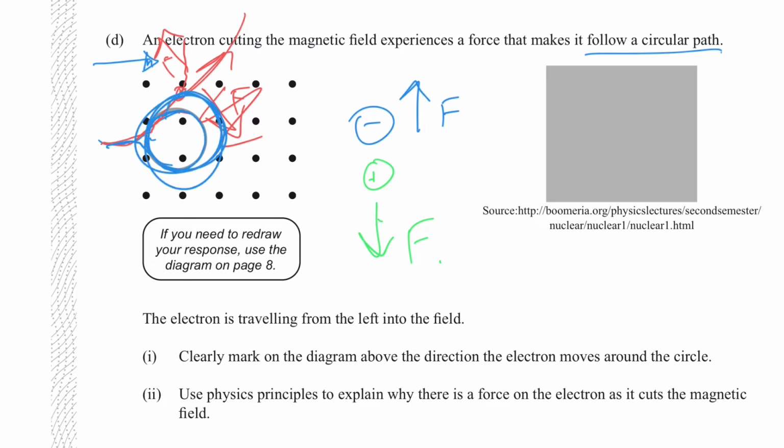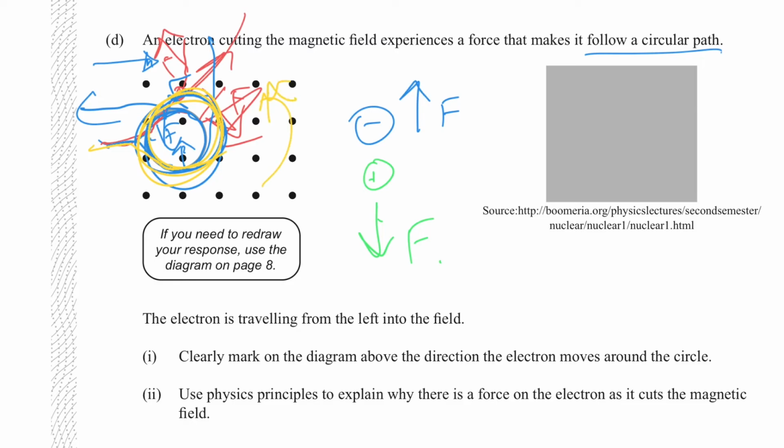It gets caught experiencing a force upwards, as we saw, moving towards the center, and then as it comes up in this direction, it experiences a force that way, and as it goes back in this direction, it experiences a force that way. And what a mess we have there. But basically that means it's going to be traveling around and around. It's going to come in and go around that way. So mark on the diagram the direction the electron moves around the circle. So we've kind of worked that out.